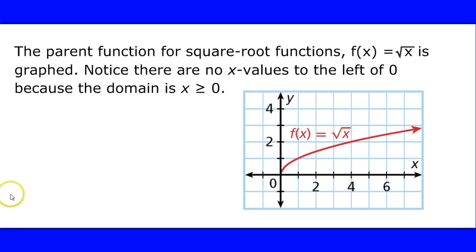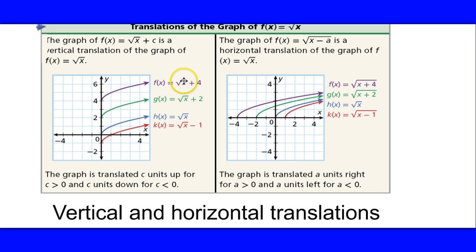Now, what I want to do is look and see what happens when we make some subtle changes to this. These are called your translations. So let's take a look at this. If we start with our parent function and we add something on the outside of the square root sign, look what it does. The blue right here is the parent function. If we add 2, it slides it up 2 places. If we add 4, it slides it up 4 places. If we take away 1, it slides it down. This is called a vertical translation. We're sliding up and down. And again, that's when you add a value on the outside of the square root sign.